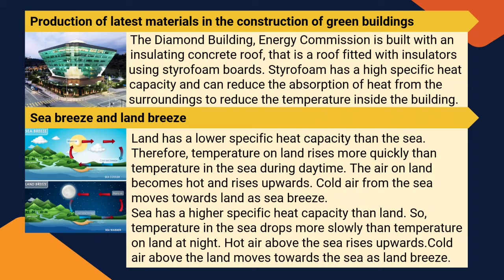Sea has a higher specific heat capacity than land. So, temperature in the sea drops more slowly than temperature on land at night. Hot air above the sea rises upwards. Cold air above the land moves towards the sea as land breeze.